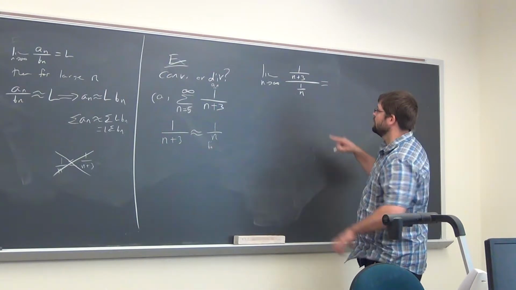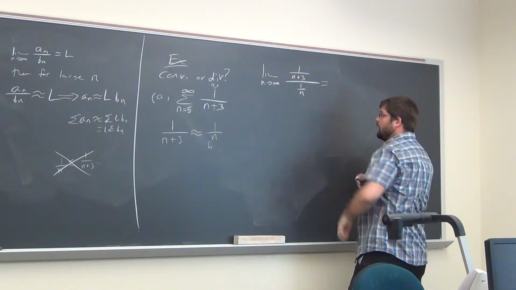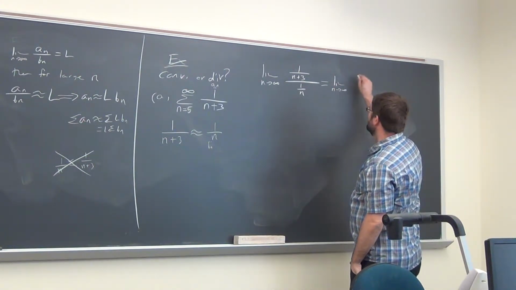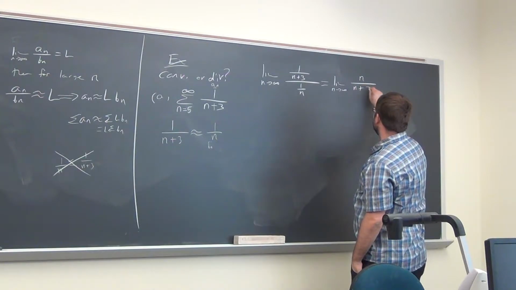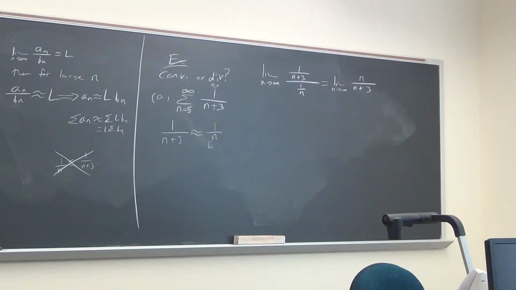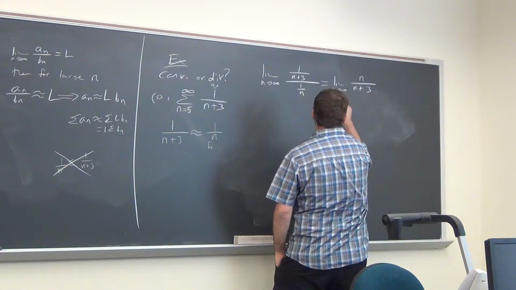But what is this? Dividing by 1 over n is the same as multiplying by n over 1. So the whole thing becomes n over n plus 3. And that limit is 1, right? And I think now we've seen enough of these that if you get the same power in the numerator and the denominator, you can just say the limit is that ratio. So it's 1 over 1, your biggest power, n to the 1, n to the 1, and so you just get 1.